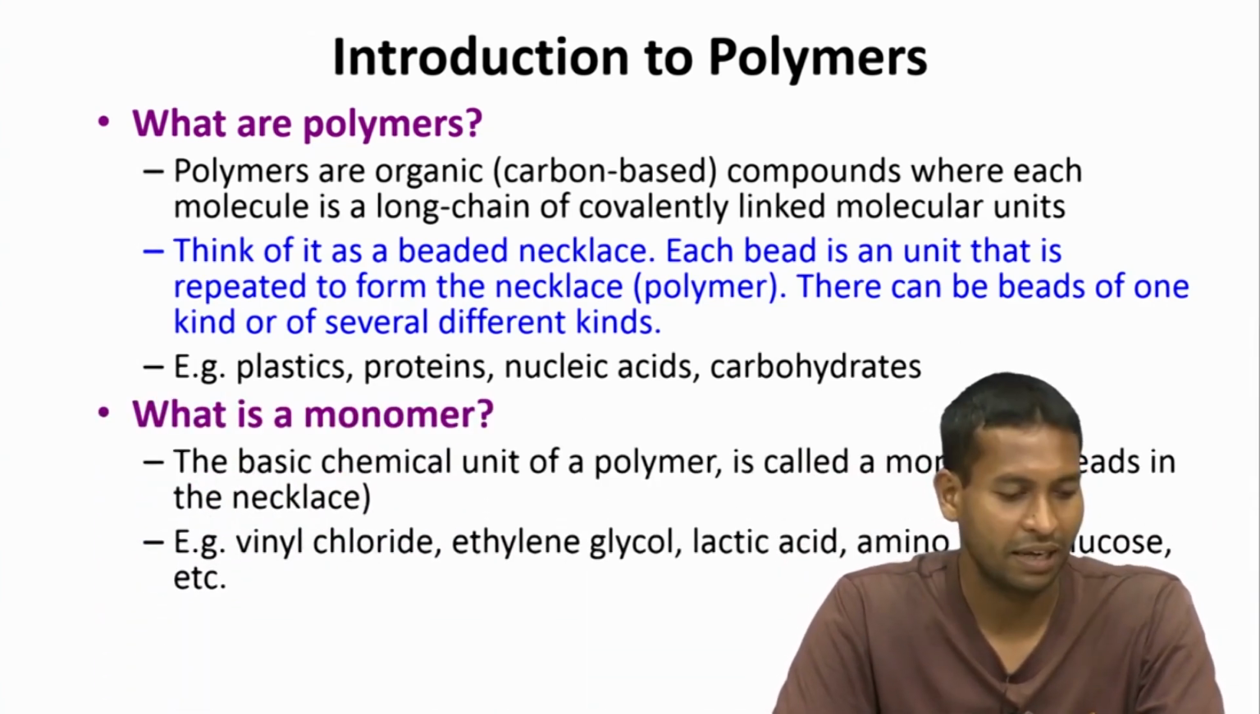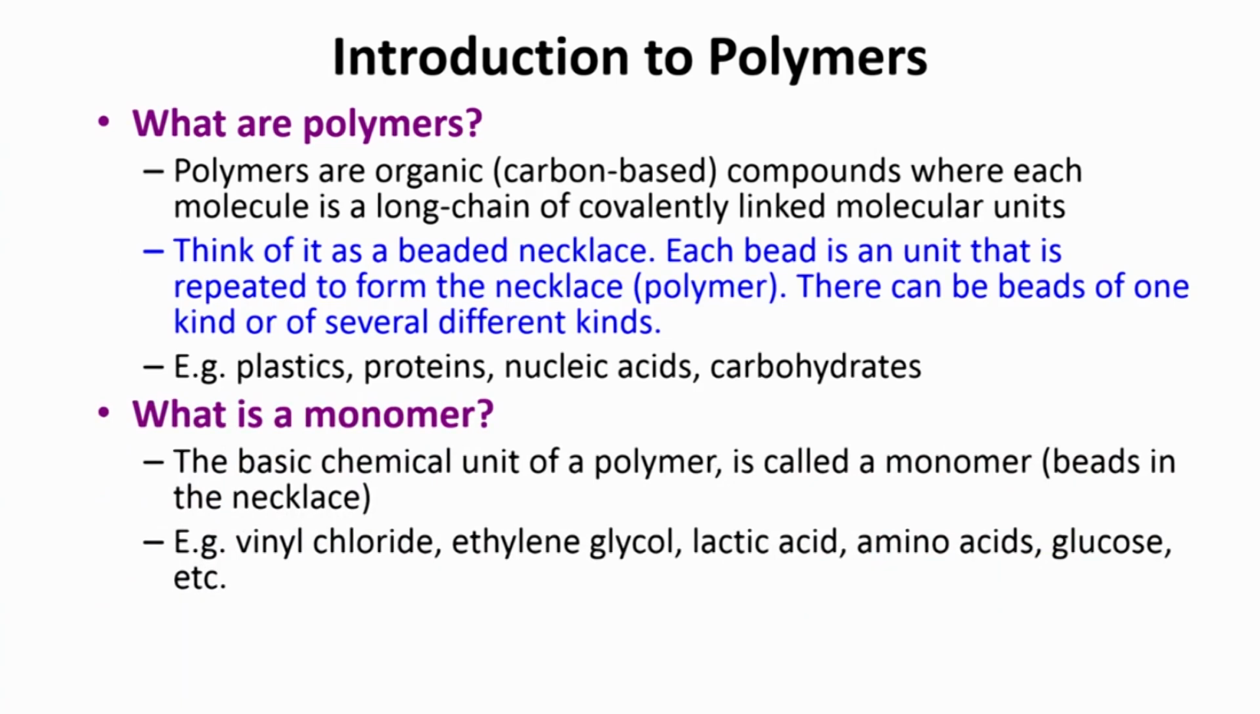And what is a monomer? When we talk about polymers, monomers inherently come into discussion. A monomer is a basic chemical unit of a polymer, which means that these are essentially those beads in the necklace. If a polymer is a necklace, then the individual beads are the monomers. Some examples which are very widely used are amino acids which are found in proteins, glucose found in all kinds of carbohydrates and sugars, and some synthetic monomers like vinyl chloride and ethylene glycol, and we will discuss them again in more detail as we go on.